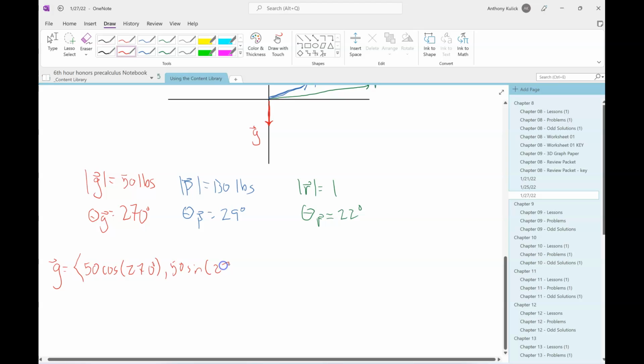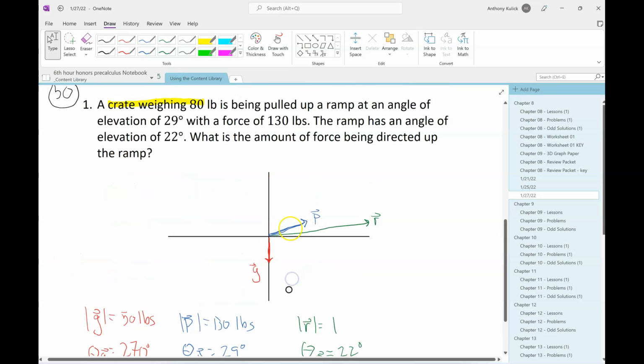Yes, sir. So for G, is it 50? What's up? Is it 50 or 80? Oh, should be 80. Thank you.